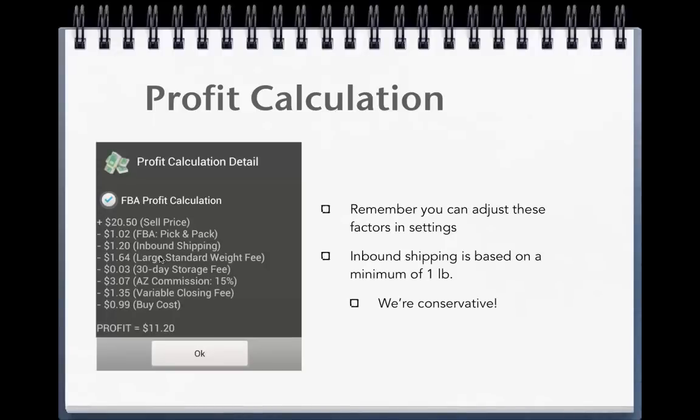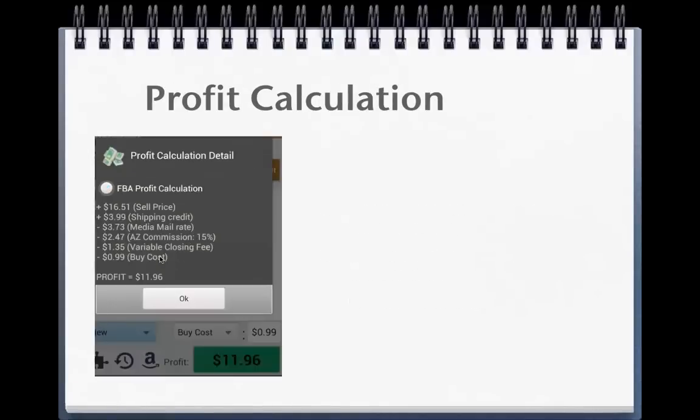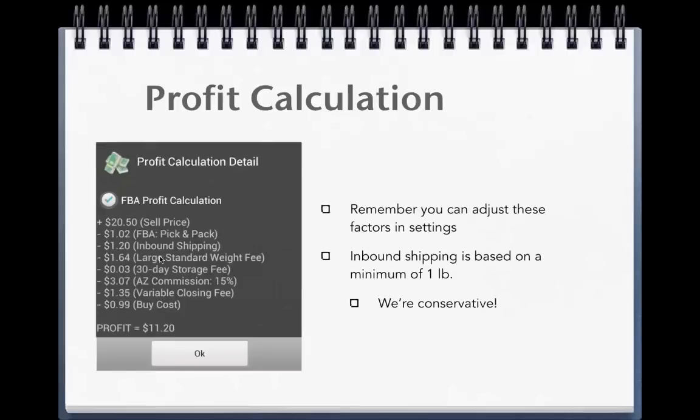And the reason for this is we're pretty conservative. We'd rather the profit be off by a little bit, and you guys know that and understand that, and make sure that you're getting enough profit out of your items. If you'd like us to change that, definitely write us an email, and if we hear from enough people who think it's important to have an exact profit or an exact inbound shipping rate or inbound shipping weight calculated, that's definitely a change we can make.